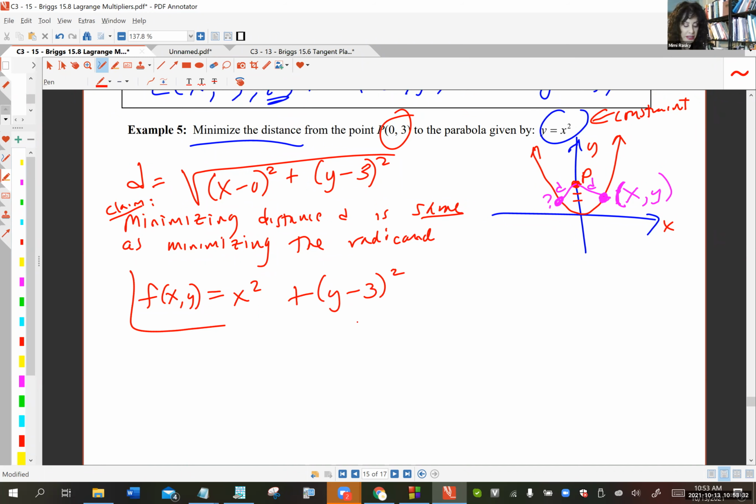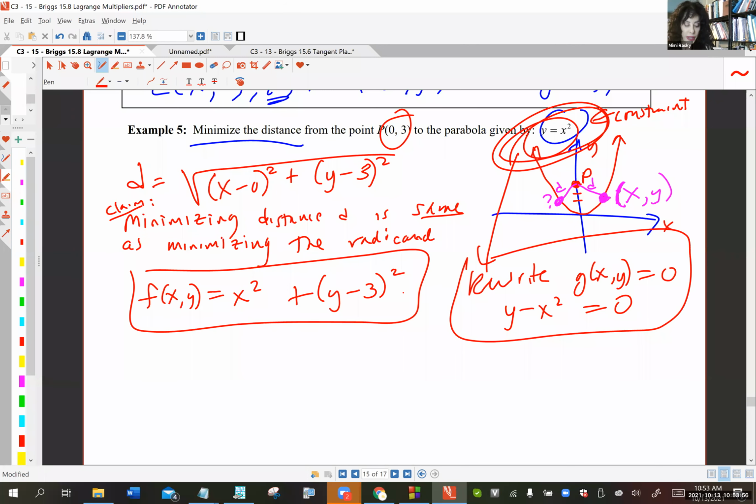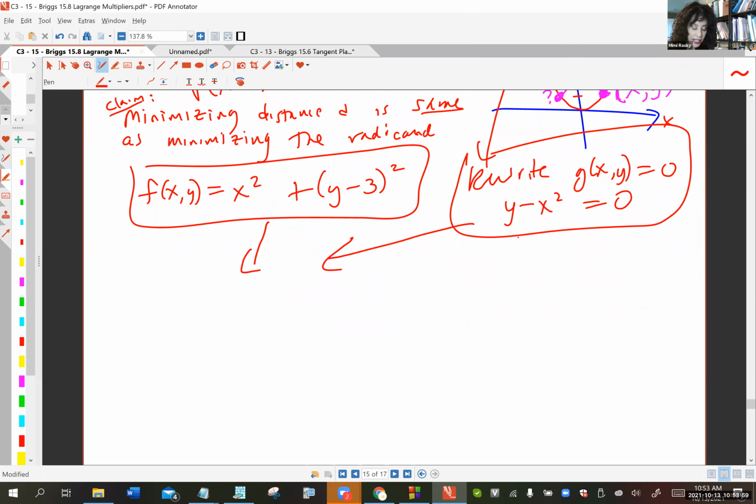And f(x,y) is this. So let's try to minimize that, subject to the constraint that y equals x squared. We're going to rewrite the constraint because you have to. You have to get your constraint written as everything on one side and 0 on the other. And it doesn't matter which side of the equation has the stuff and which side has the 0. I don't care. And there it is. So you've got your constraint rewritten, and now you're ready to write your Lagrangian.